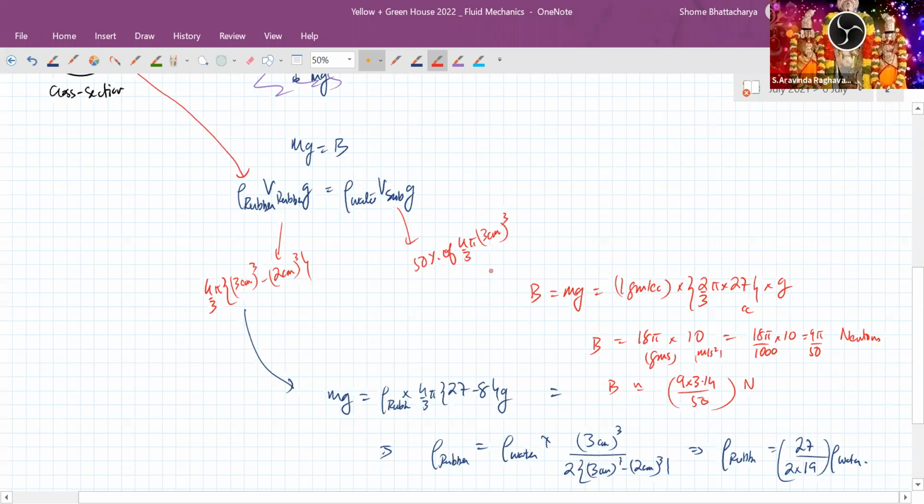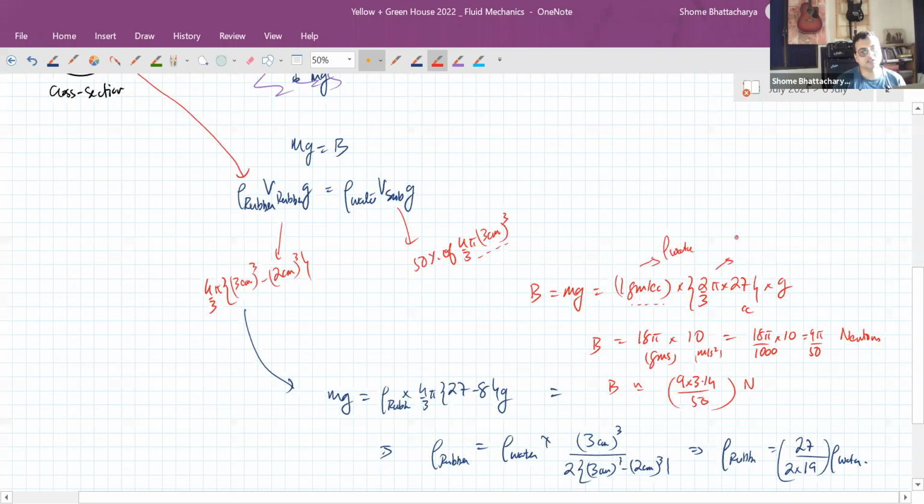Yes, sir. So that's why this term is this much. So now how much is the buoyant force exactly? It is equal to the density of water, this is the density of water, this is the submerged volume, into g. Got it? Yes, sir.